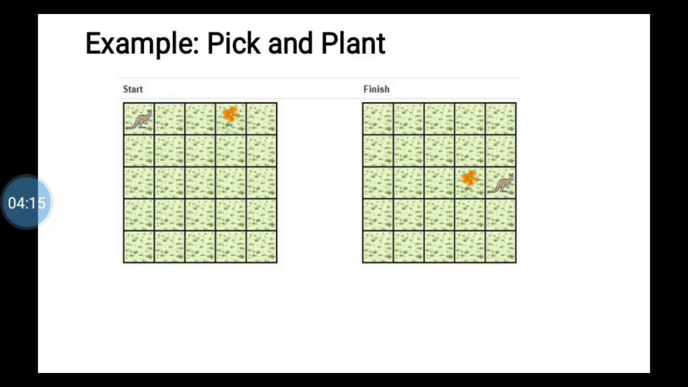Now let's start. Here is our zero. Here is the flower. We can see the start and we can see the finish. Zero is at 0,0 and the flower is at 3,0.